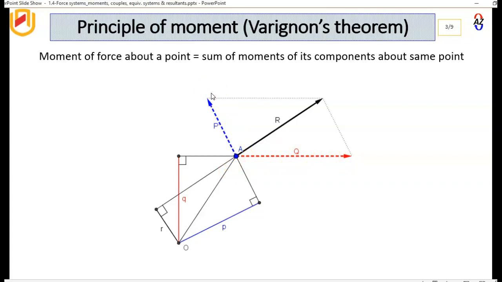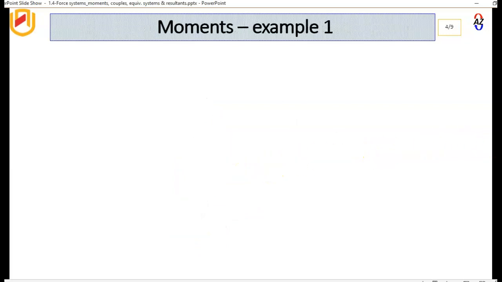Now why do we do this? In most cases, problems that we calculate in mechanics are easily figured out by looking at components rather than the force itself. So that's why we split it up into components and take moments of the components. In this case, we see that the moment at O of this R is simply R times r, this r here, which should be the same as Q times q minus P times p. So we've got a color code here to see what the forces are and their perpendicular distances. So let's look at an example.